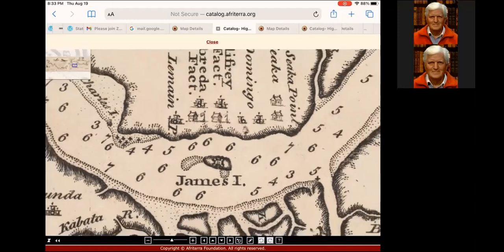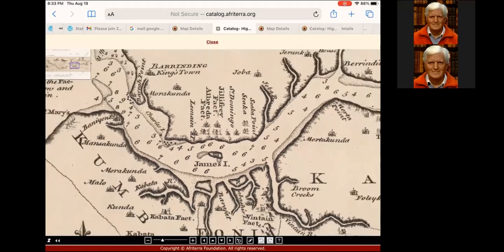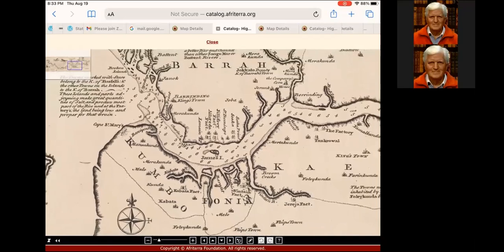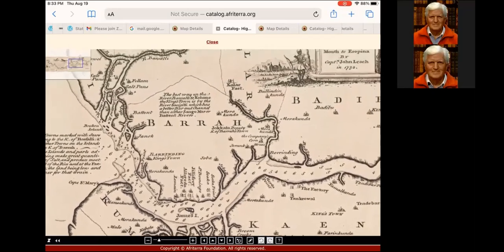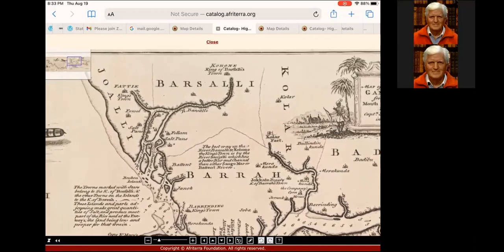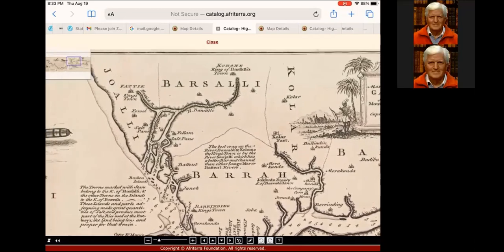In any case, these are the kinds of details you can pick up from these maps, and they're very valuable assets for looking in detail at what might be called the first draft of archaeology of this area, if we can undertake the archaeology eventually.